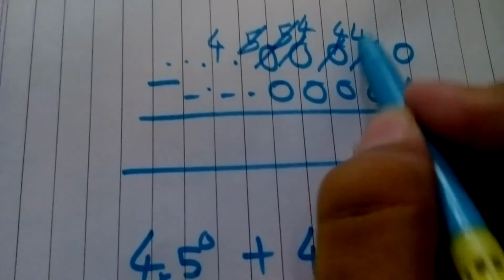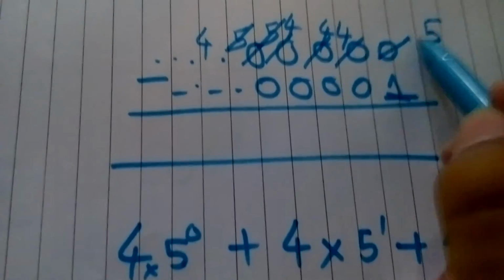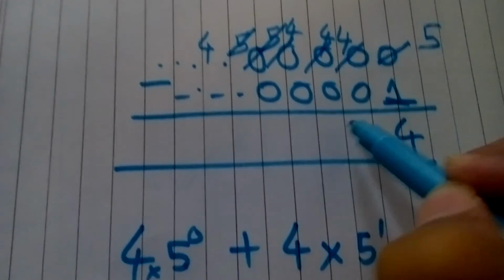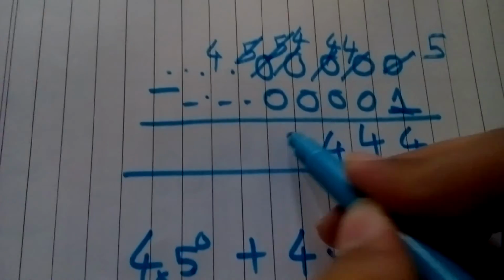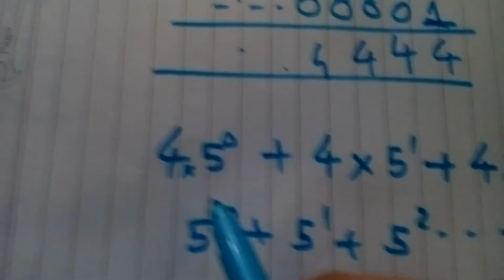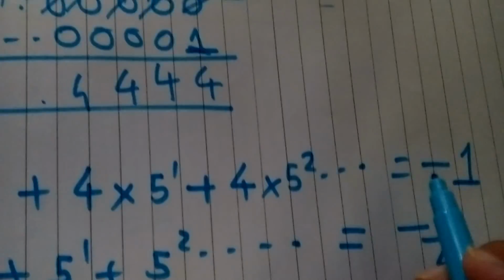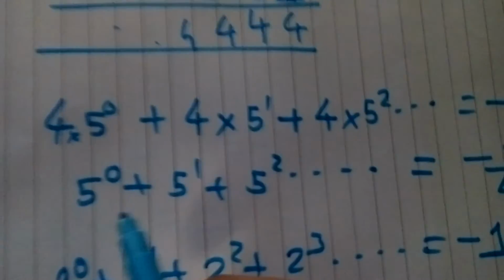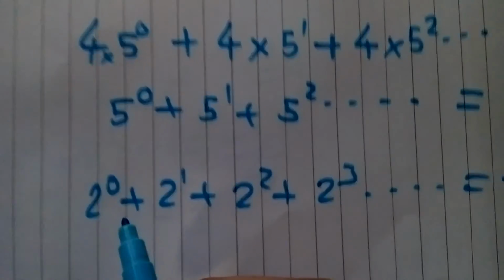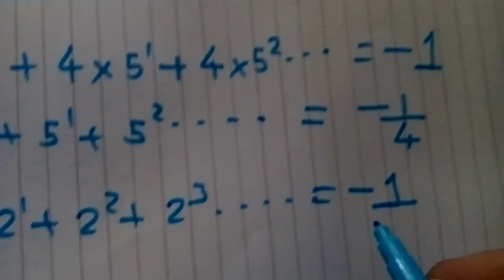So this becomes 5. 5 minus 1 is 4. 4 minus 0 is 4, 4, 4, and so on. And this can be expressed in this form, and this is equal to minus 1. Therefore, adding all the powers of 5, we have minus 1 by 4. Isn't that strange? Similarly, adding all the powers of 2, we have minus 1.